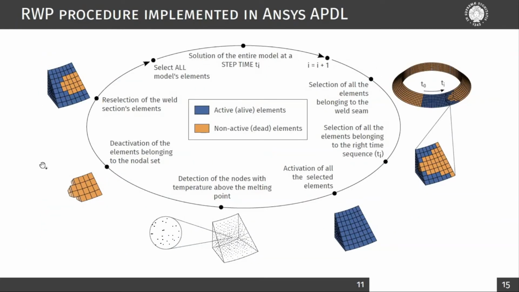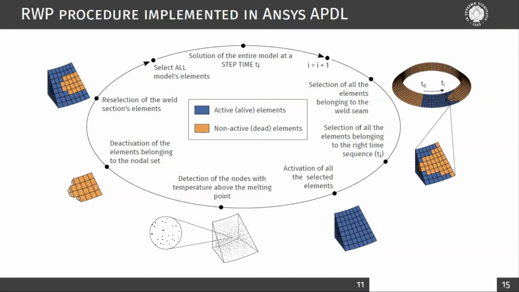This graphical flowchart briefly describes the representative welding process at the generic simulation time Ti. I will start describing the flowchart from this point. First of all, the elements belonging to the weld bead are selected, part of which is active and part remains inactive, depending on the actual simulation time considered. Afterwards, only some of these elements are reselected, whose position is a function of the simulation time.